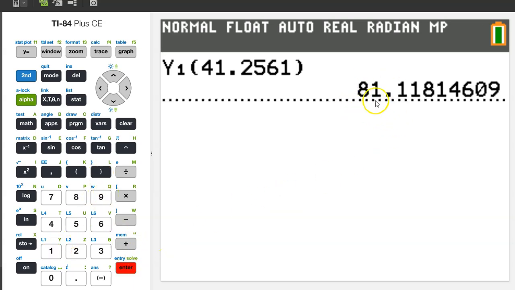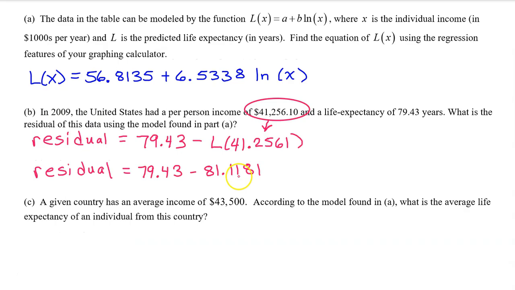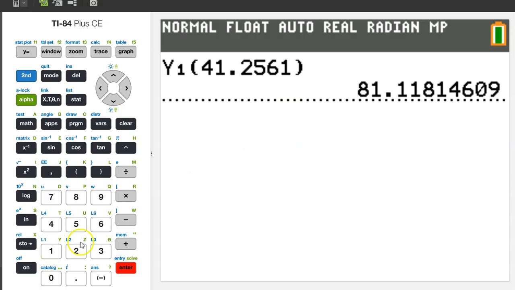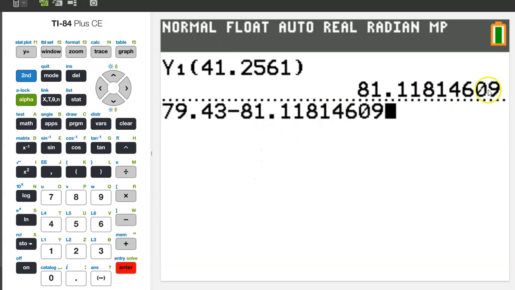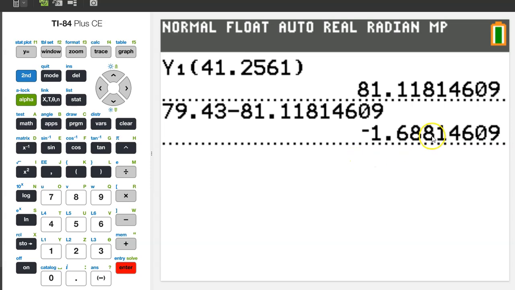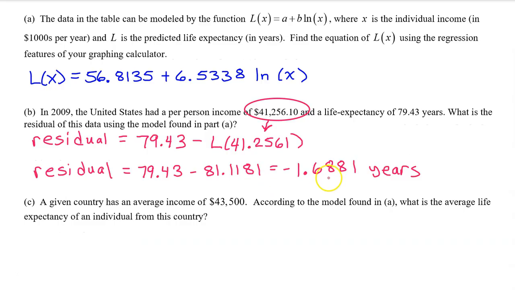So this is the predicted life expectancy. So now we need to just subtract 79.43 minus this predicted value. Do not use a rounded value. One way to do this is to type in your 79.43 minus, but then if you go up and highlight this number and hit Enter, it appears right here with all of the decimals. So there's the answer, negative 1.6881. And the units would be in years.